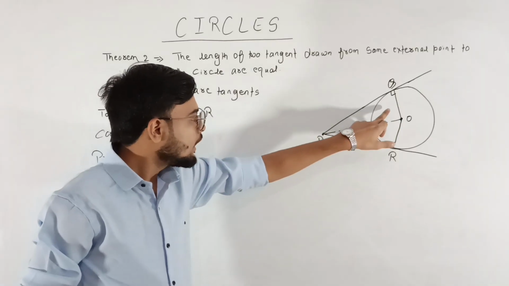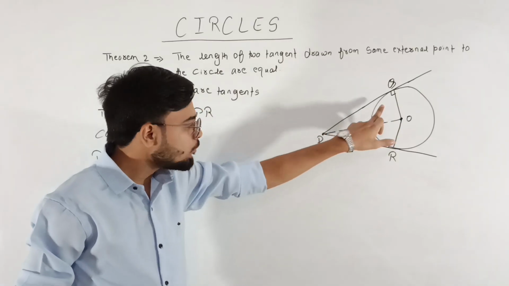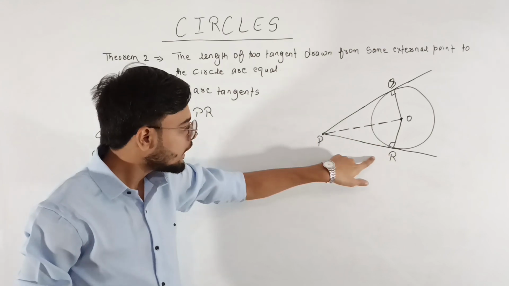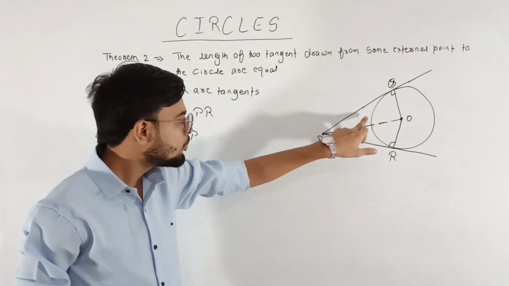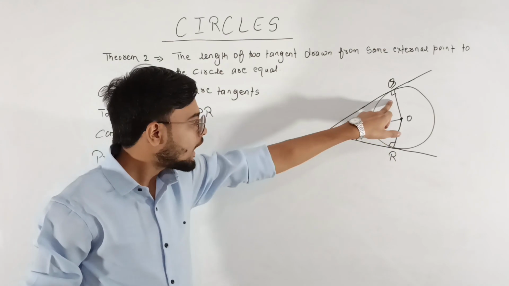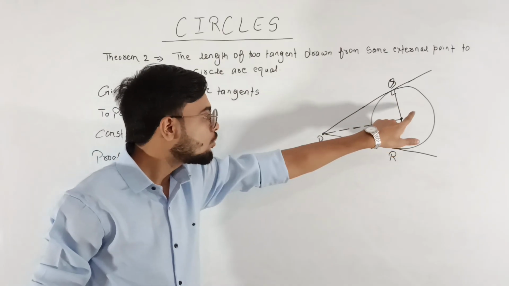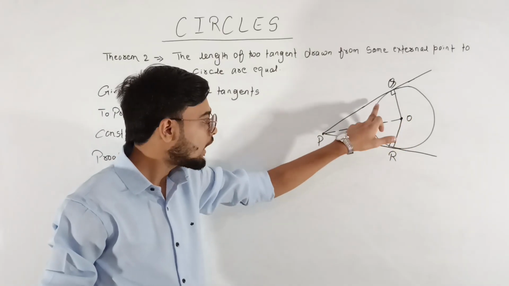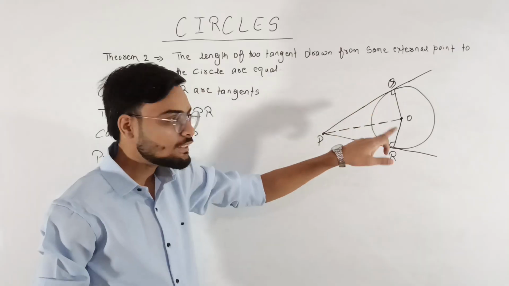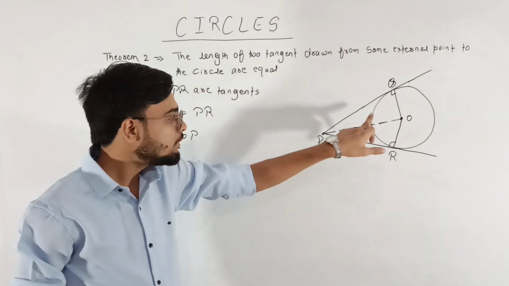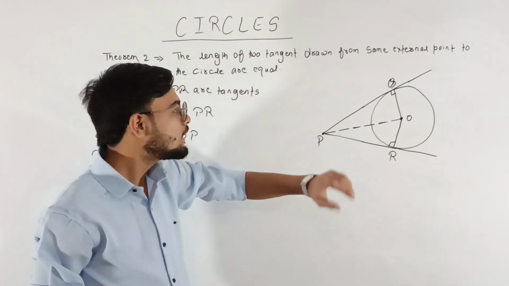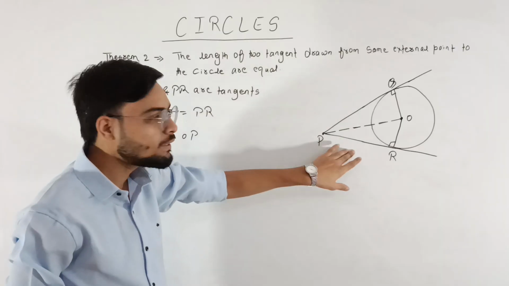Okay, now look, the hypotenuse. For this triangle, the hypotenuse is PQ, and for this triangle, the hypotenuse is PO. So PO and PO are common. Right angle, hypotenuse, and one side: OQ and OR are both radii. So by RHS, these two triangles are congruent, and when these two triangles are congruent, then by CPCT, I write PQ is equal to PR.